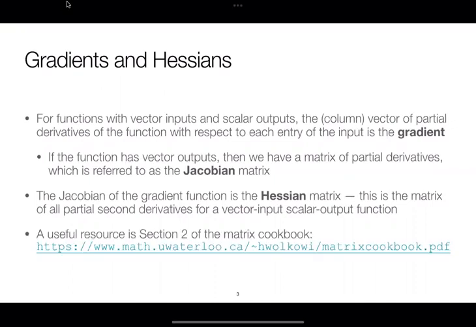A really useful resource is what's known as the matrix cookbook. You can go see it in the link here. Section 2 has a lot of really useful identities and things like that written out so that you can have it for quick reference.